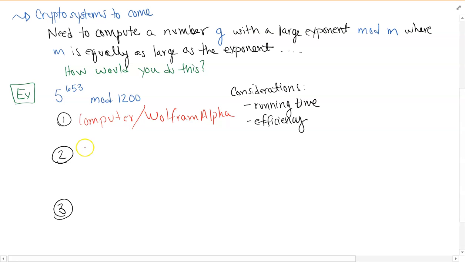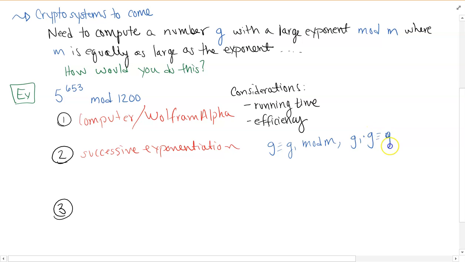First way is just repeat or successive squaring or successive exponentiation. So this is to say you start with something like g, and this is equivalent to g1 mod m. Then you reduce it mod m, then you do g1 times g, and this is going to be equivalent to g2 mod m.